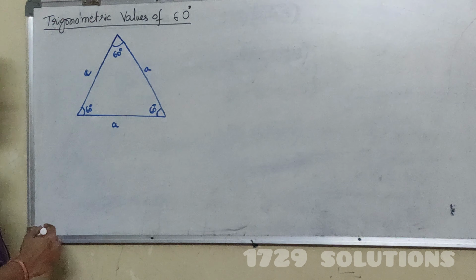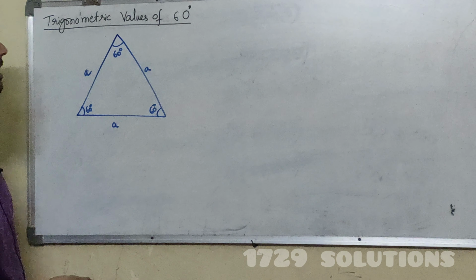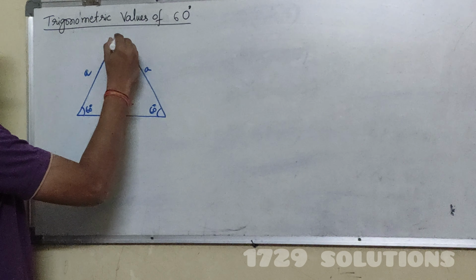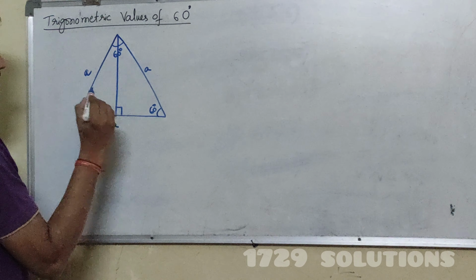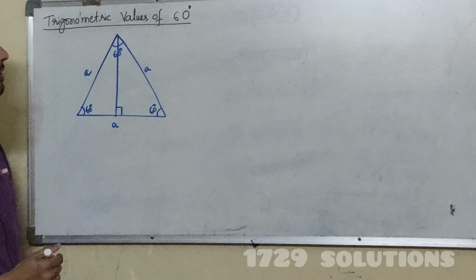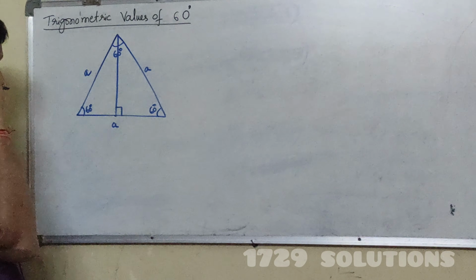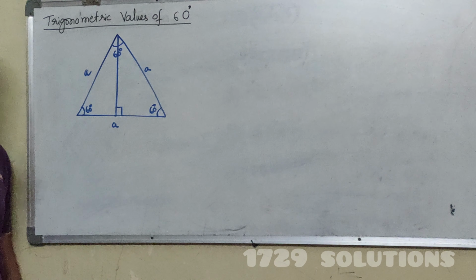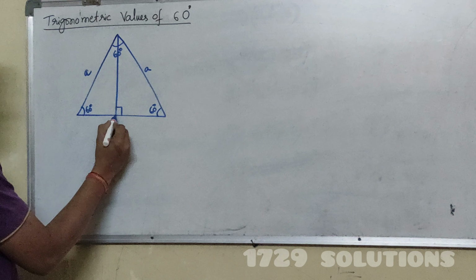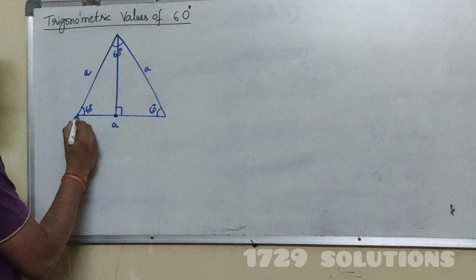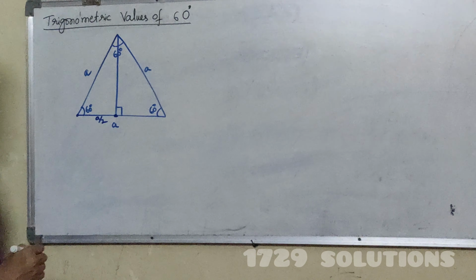Okay. So I want to make a right angle triangle to find the values of sine and cos. So I want to draw a perpendicular line from the vertex. So this is called median and also perpendicular. In an equilateral triangle, this perpendicular line is also called median, and median is also called perpendicular line. So it is a median, so automatically the length from here to here will be half of this side, that is A by 2.